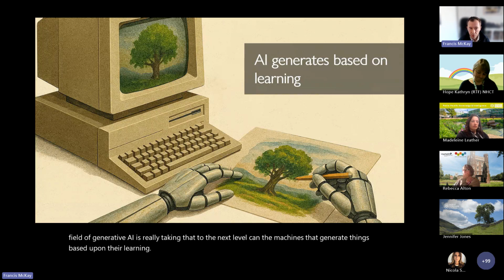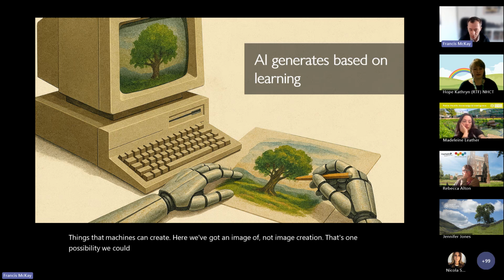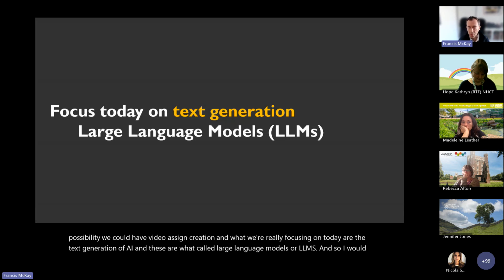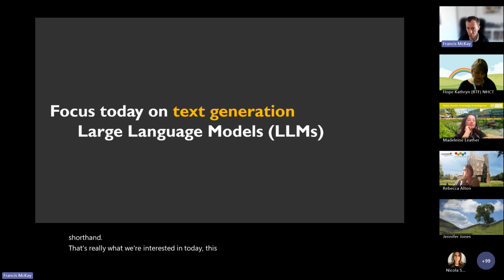Can machines generate things based upon their learning? There are different types of things that machines can create. Here we've got an image, image creation. That's one possibility. We could have video or sound creation. But what we're really focusing on today is text generation AI, and these are what are called large language models, or LLMs. I would probably slip into the language of using LLMs throughout this discussion because it's a quick shorthand. That's really what we're interested in today, these text generation machines, if you will, large language models, or LLMs.